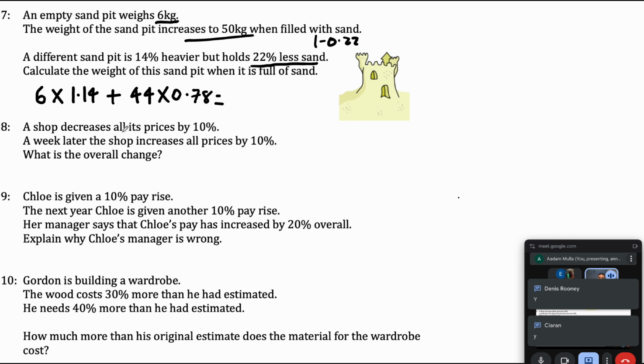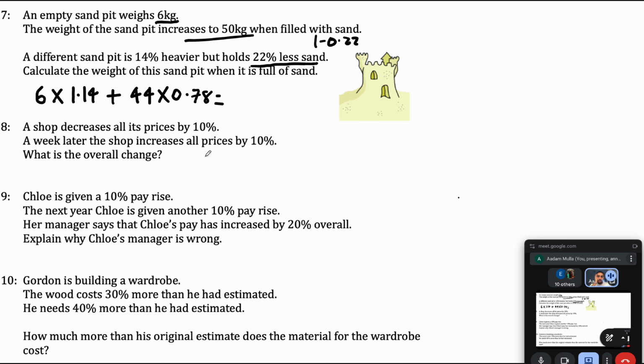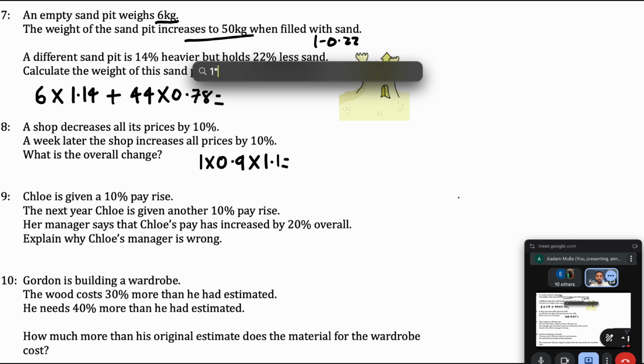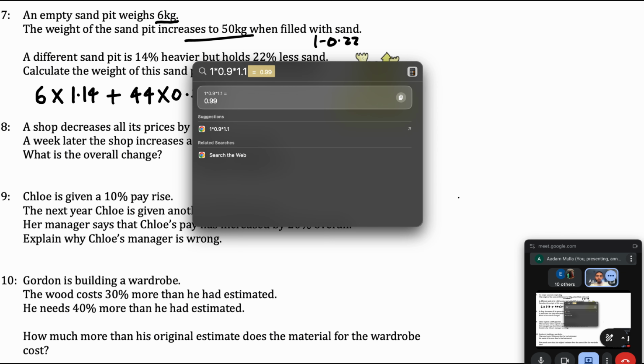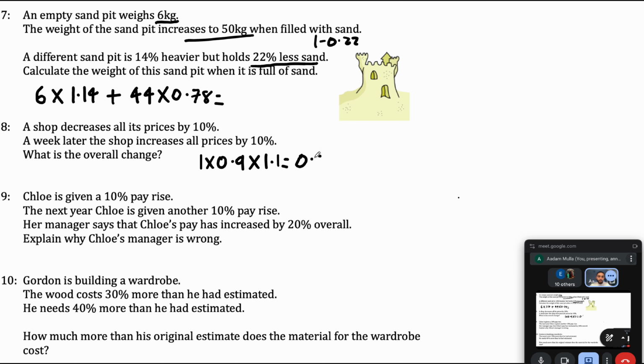Cool. Next one, this is a compound percentage change. So it's going to decrease and then increase. So we're doing, because it's a decrease, it's going to be 1 times by 0.9. And then we're going to multiply it by 1.1. And we'll see what that gives us. So that's 0.99. And that would be a 1% reduction, 1% decrease.